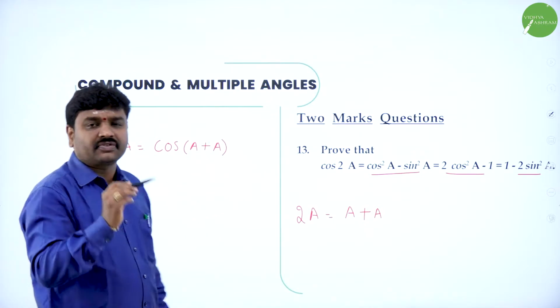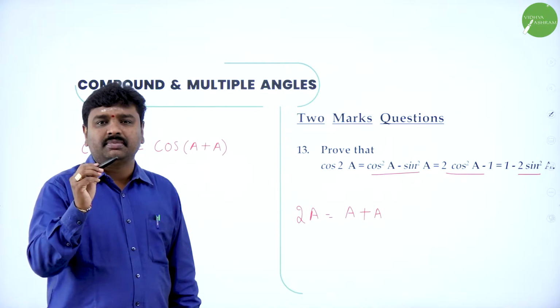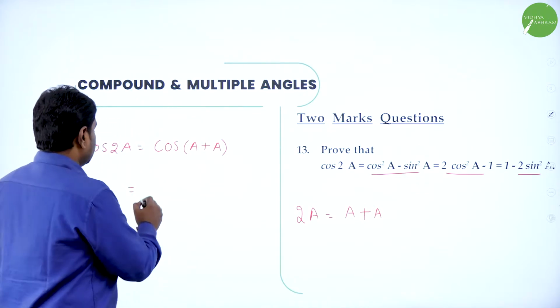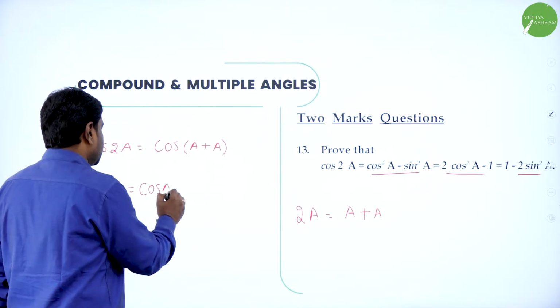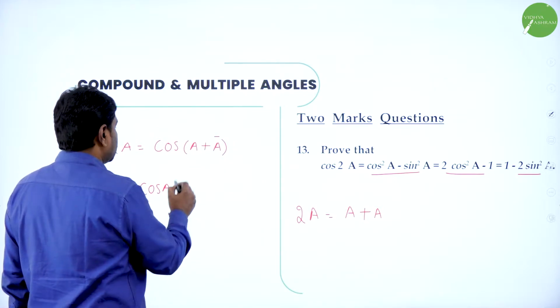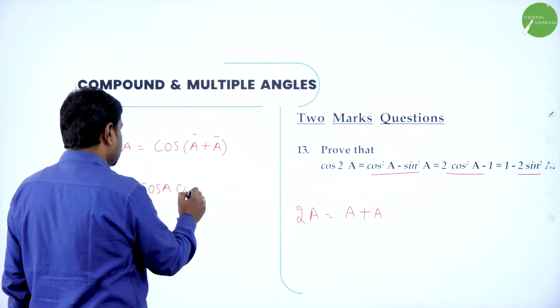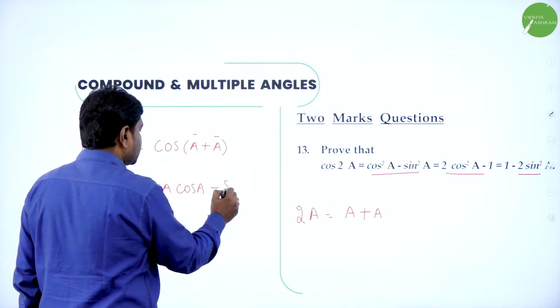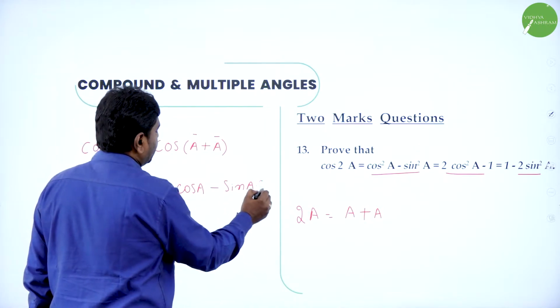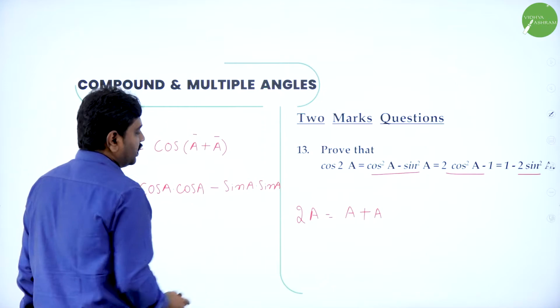All of you know cos of a plus b is what? Cos a cos b minus sin a sin b. So cos a cos b. In the place of b we have a again. So cos a cos a minus sin a sin a. I am using the compound angle formula. So all of you know the compound angle formula.